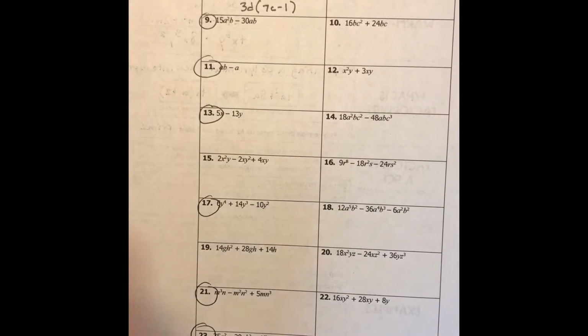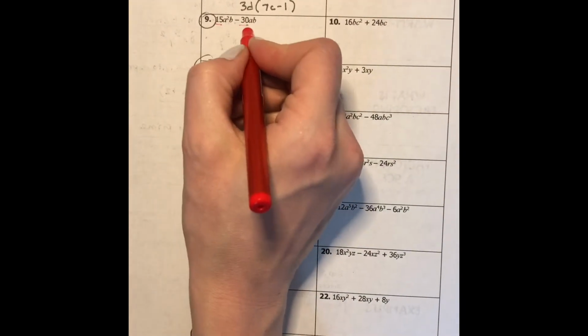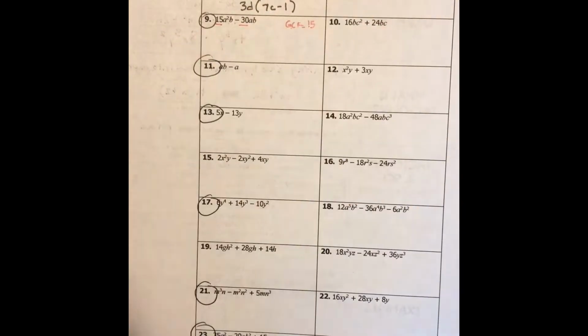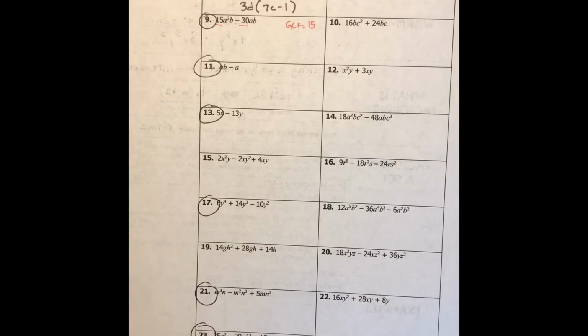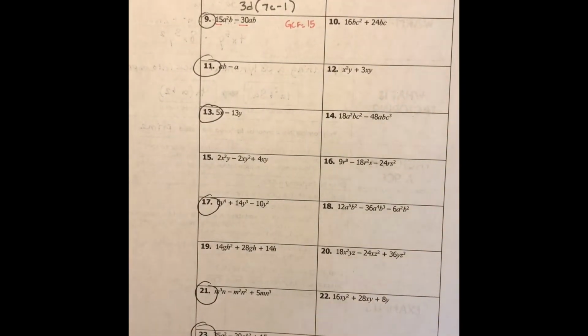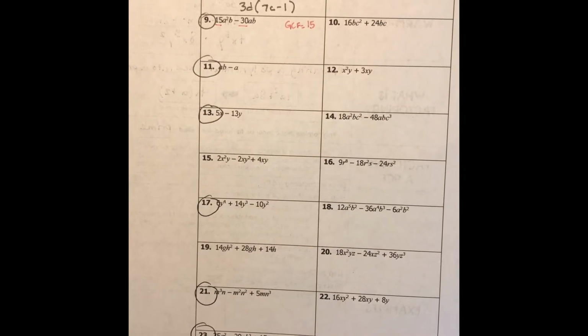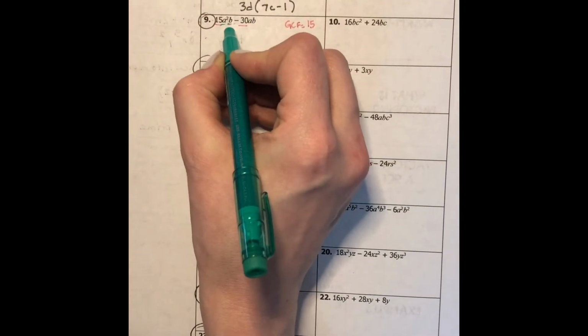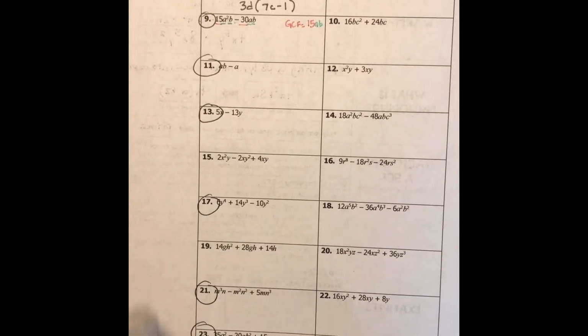Try and flip it over. Let's start with finding our GCF. I have 15 and 30, so my GCF is 15. When I look at my variables, I have both in common, the a and the b. The first term is 15a squared b. The second is negative 30ab. So there's one a and one b in both of these. So we're going to have 15ab on the outside.